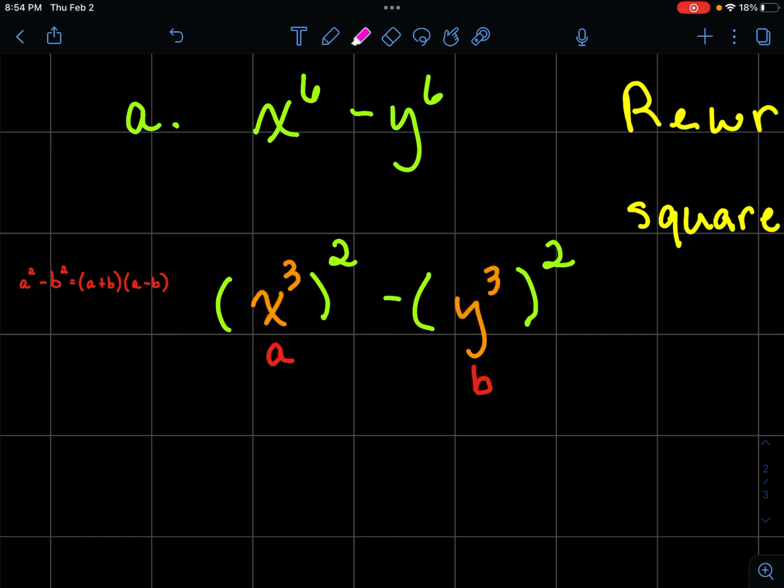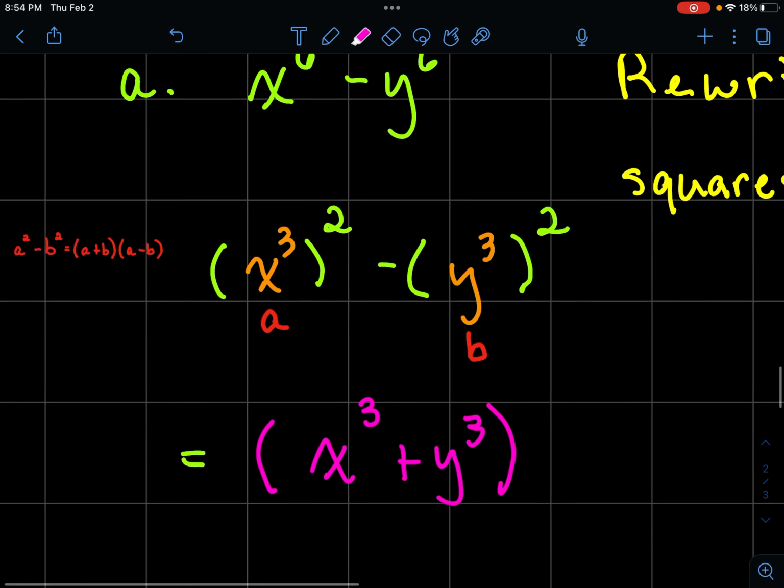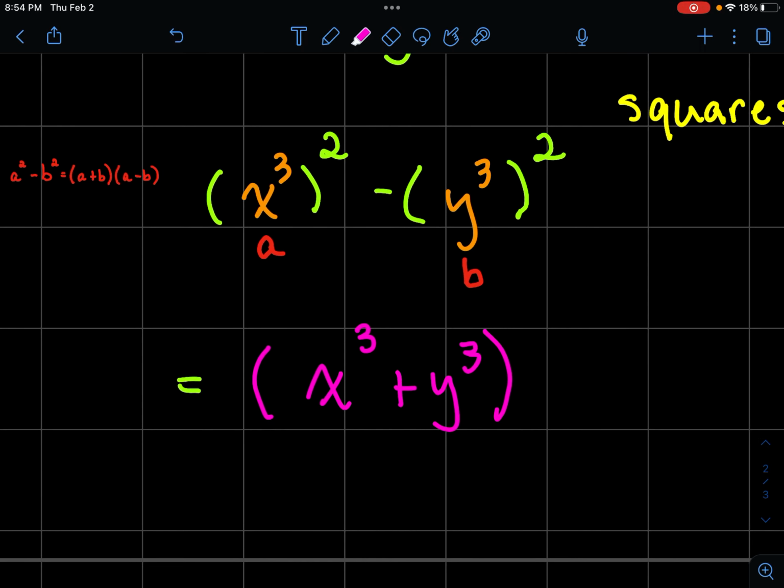These right here are our a and our b. And if you look back over to our factored form, wherever you see the a and wherever you see the b, you get to put what they are equivalent to here. So an a gets replaced with the x to the third. A b gets replaced with the y to the third. So our factored form here, the a plus b, is really just x cubed plus y cubed. The a minus b is x cubed minus y cubed.